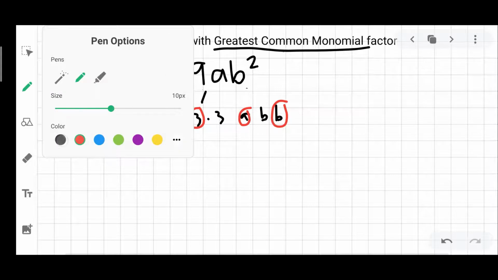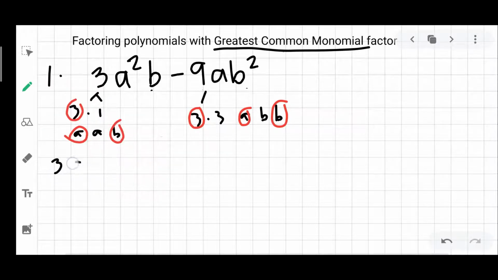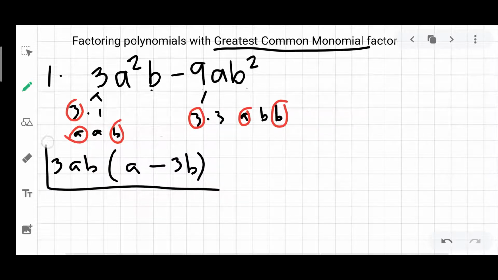Okay, so isusulat natin yung pinagkaparehas nila, which is 3ab. Then, close parenthesis. Ang natira na lang na factors for 3a squared b is a. A na lang. Hindi ko na sinulat yung 1 kasi automatically, we have the numerical coefficient 1 here. Kaya no need to write it. Next is copy the sign, negative. Dito sa negative 9ab squared, ang natira na lang na factors is 3 and b. So we have to write it down. And this is our final answer.